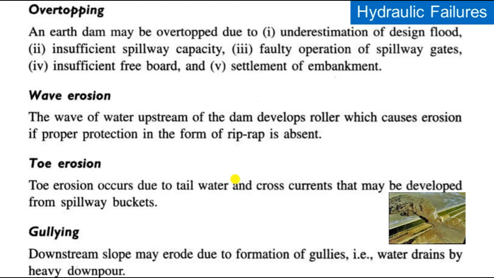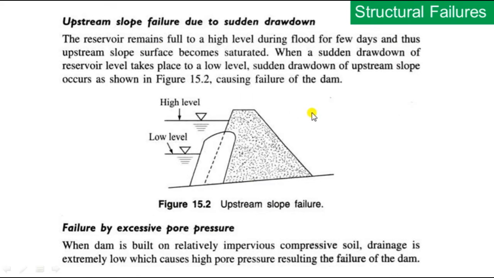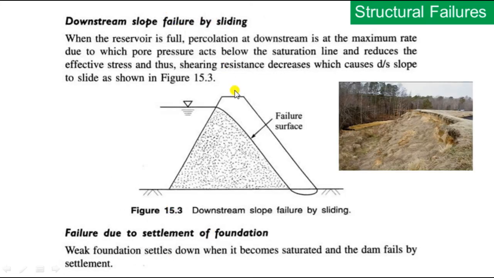Next is gullying. The downstream slope may erode due to the formation of gullies like water drains, heavy downpour, and piping action. So there may be a large hole created in the dam. Slugging: the whole portion of the soil is slugged. Upstream side slope failure, failure by excessive pore water pressure, and downstream side slope failure by sliding, where the wedge slides totally due to not maintaining a proper side slope.